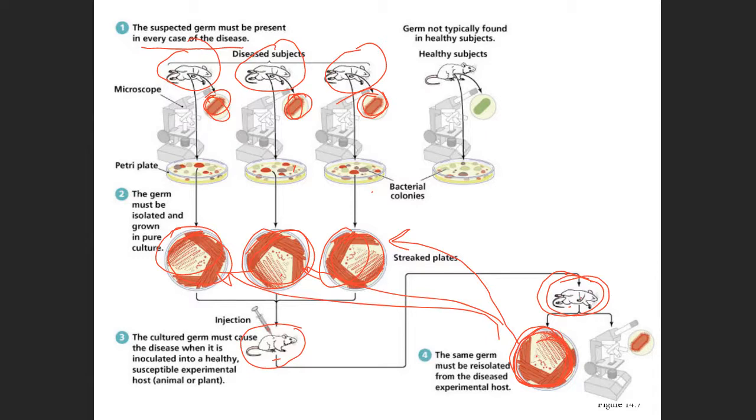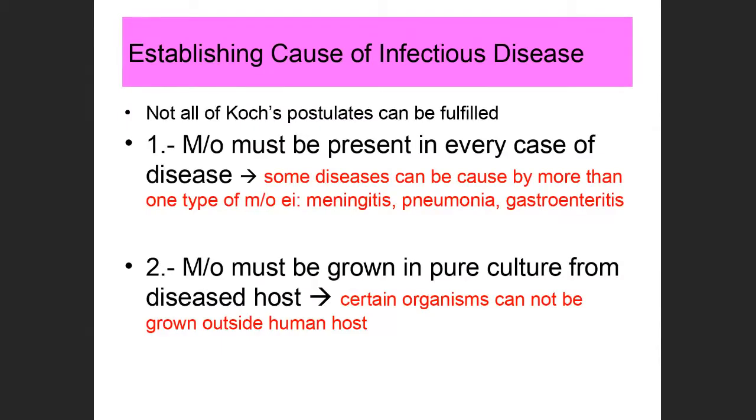postulates. Now let's talk about the problems of Koch's postulates. First of all, the first one says microorganisms must be present in every case of the disease. He was thinking one microorganism, one disease. We know now that that is not the case. We know now that one microorganism could cause many different diseases. So, for example, Streptococcus pyogenes can cause strep throat. It can cause scarlet fever. That's the only two that come to mind right now. But there's impetigo. It can cause skin infections.